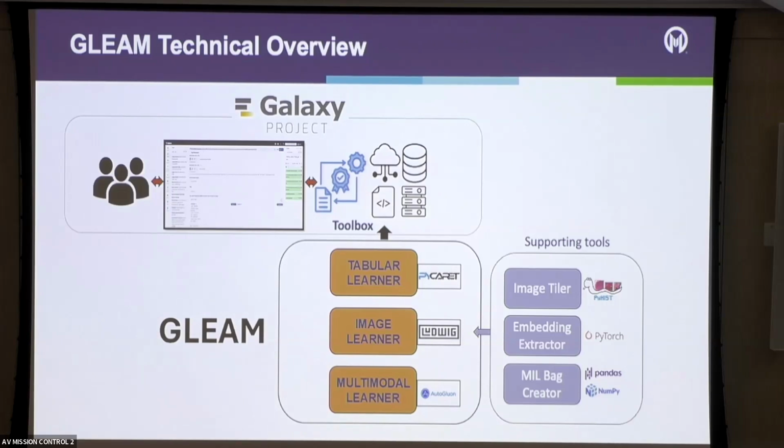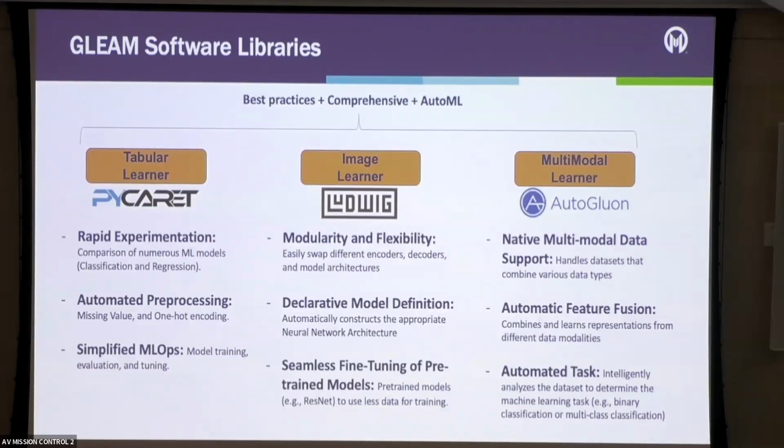So now that I've shown you the concept and the tools, I want to show you what is happening underneath the hood. So we select the libraries based on those concepts. We are looking for libraries that have best practice embedded, are comprehensive so that we can leverage different analyses in them, and also AutoML, which takes from the user the burden of selecting too many options and makes it more accessible.